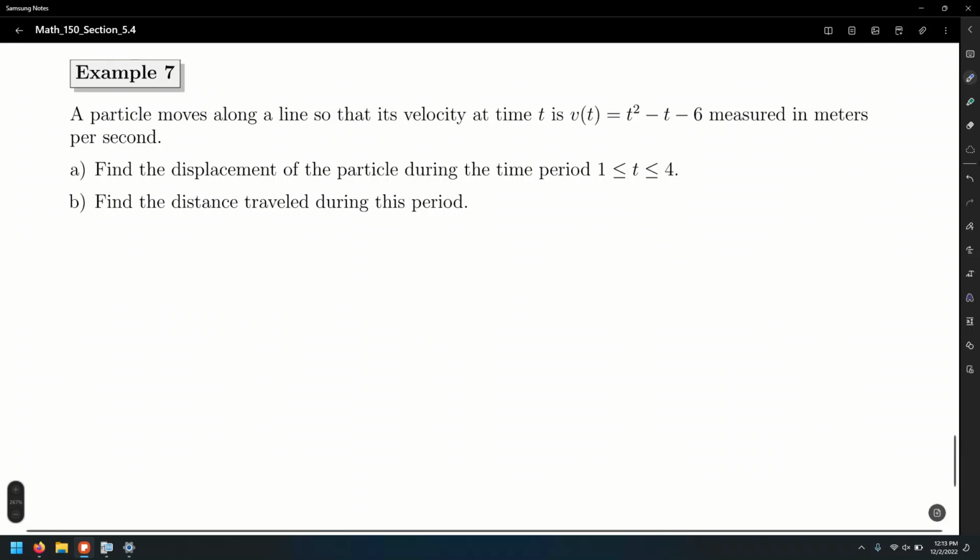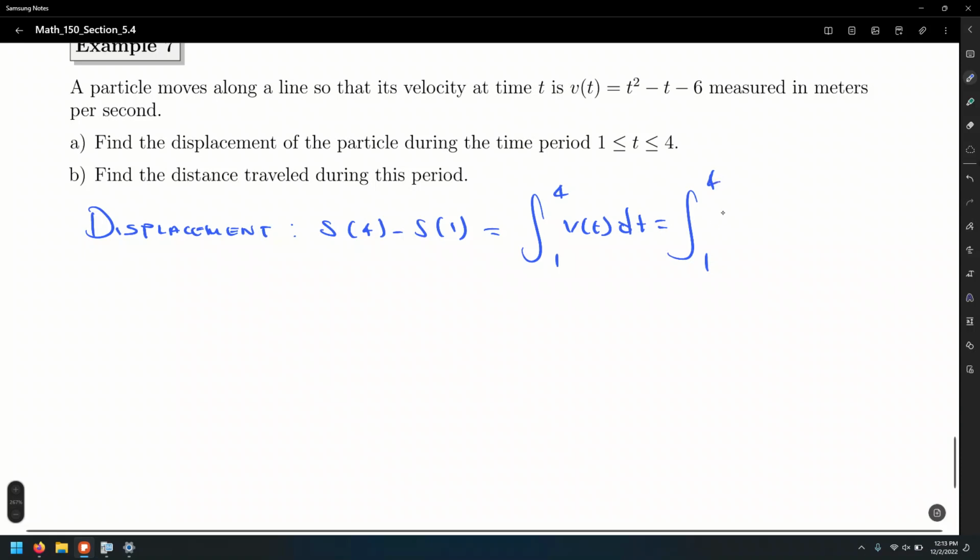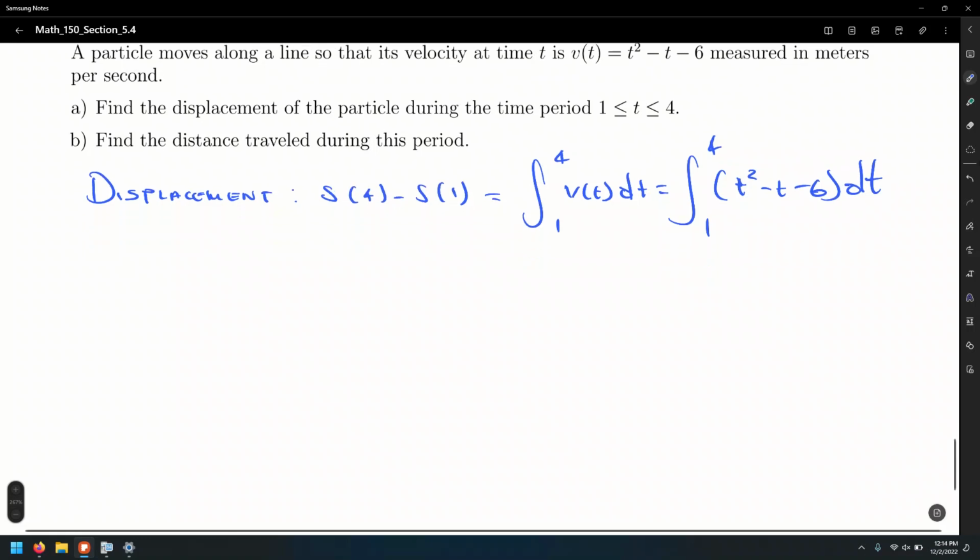In this case, displacement will be S of 4 minus S of 1. That is the position at 4 minus the position at 1, but we don't know the position. We know the velocity, but we can get the position from the velocity by integrating. That is the integral from 1 to 4 of the velocity function, which in this case is t squared minus t minus 6 dt, and integrate every single term.